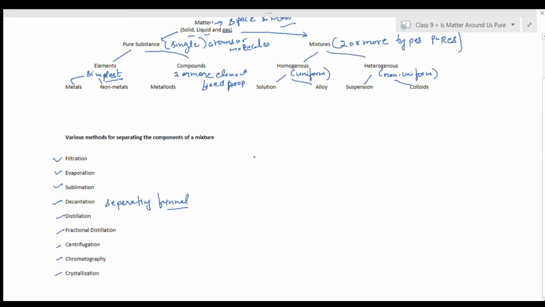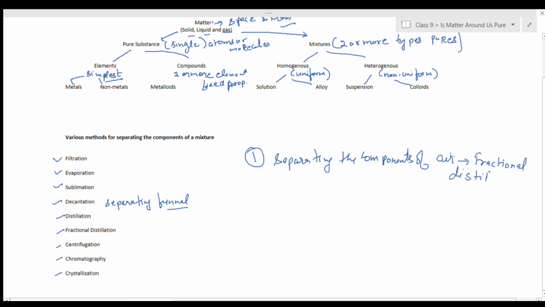Two more topics that are to be discussed in the chapter: the first one is separating the components of air. As we know, air is a homogeneous mixture of various gases, and separating the components of air requires fractional distillation. So we'll be looking at this technique that is used to separate the components of air.